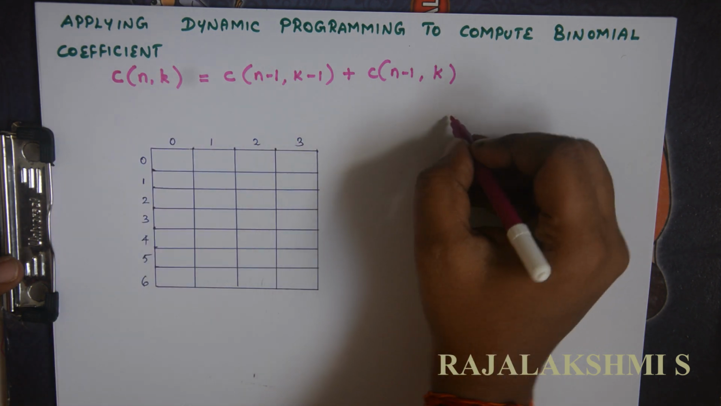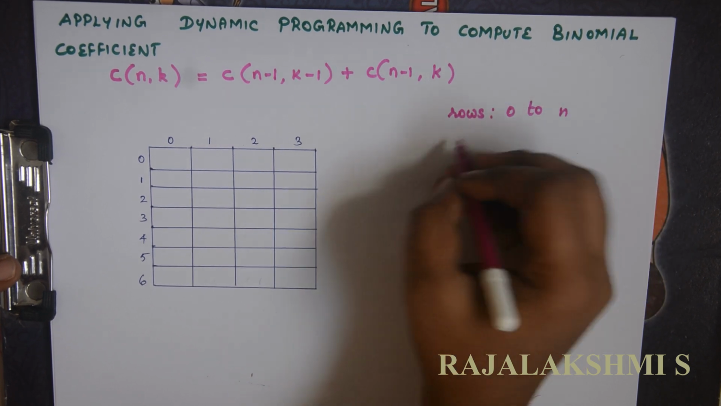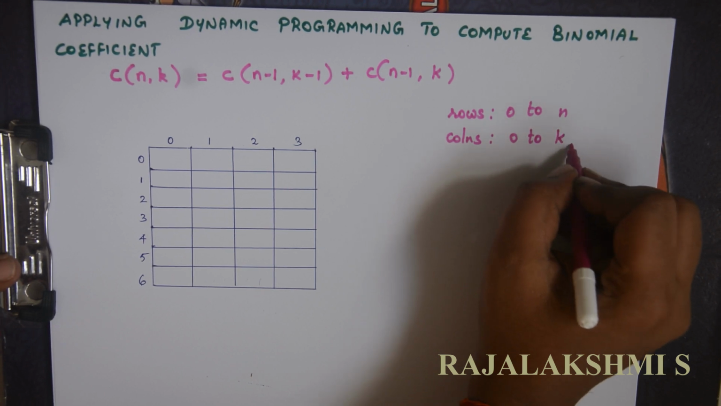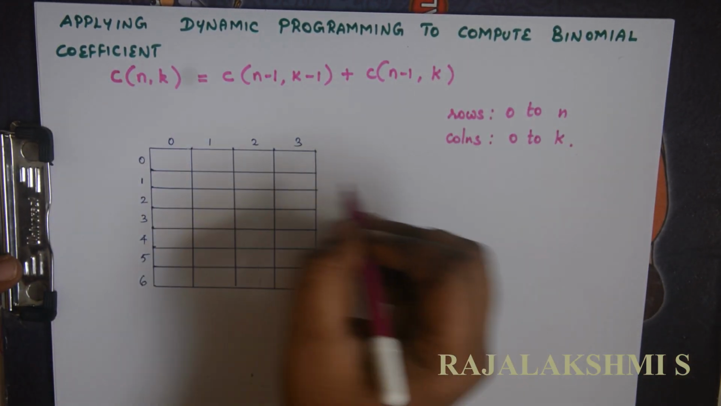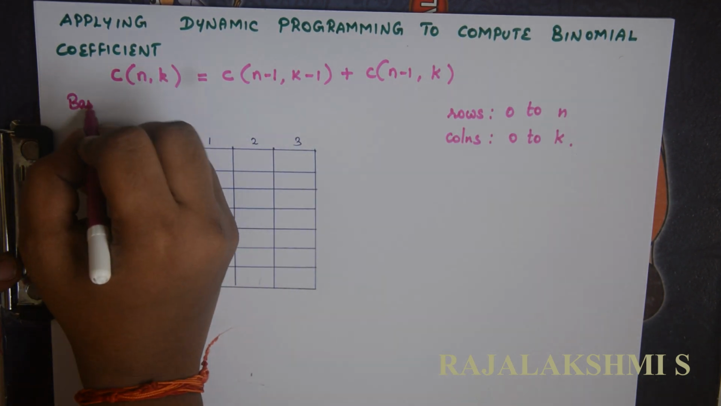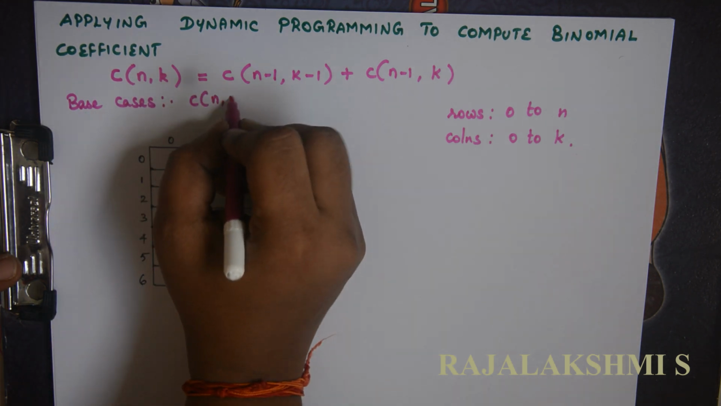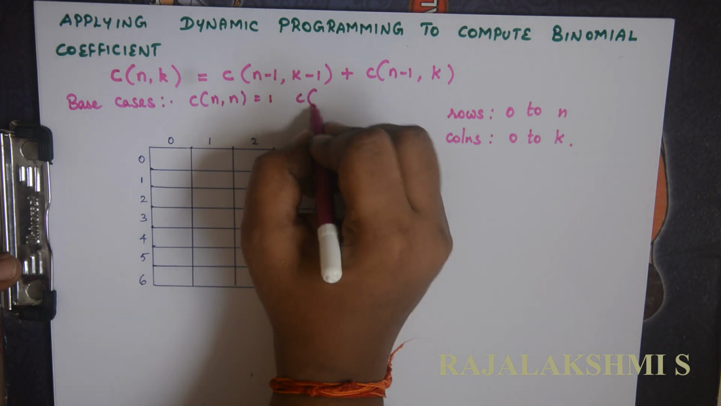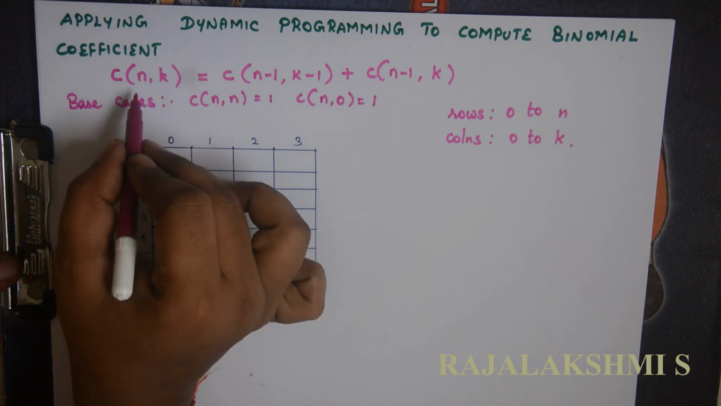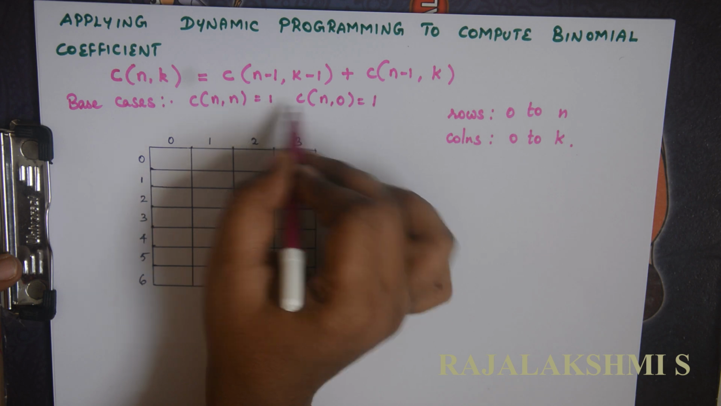Here n is used to represent the rows. Rows range from 0 to n and columns range from 0 to k. Before stating the problem, let me tell the base cases also. There are two base cases for this problem. One is C(n, n) = 1 and the other is C(n, 0) = 1. These are the two base cases, and the main formula is used to fill the table after filling it with the base cases.